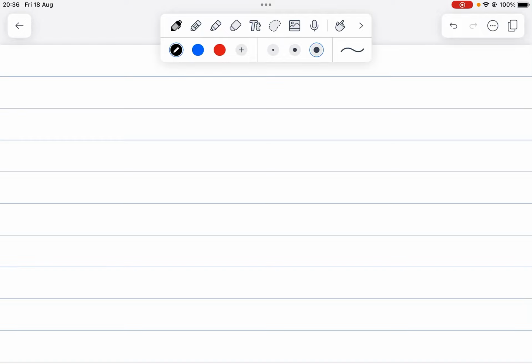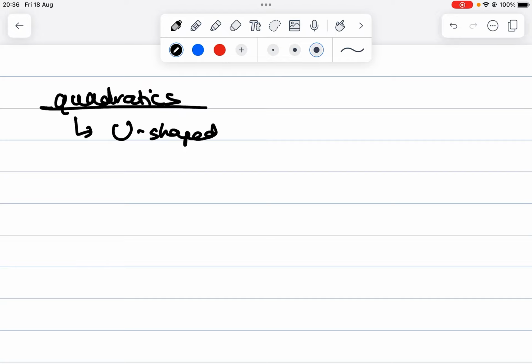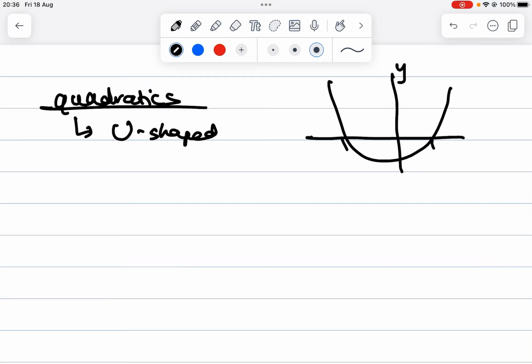Let's go through everything in quadratics for year 12 maths. A quadratic is U-shaped. The second letter is U. So quadratics will look like this. Okay, that's the y-axis, x-axis, and two roots.